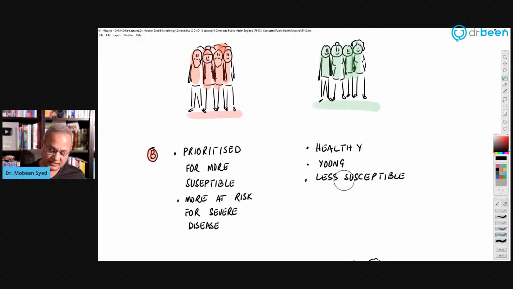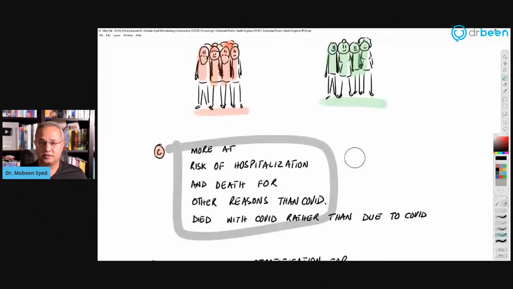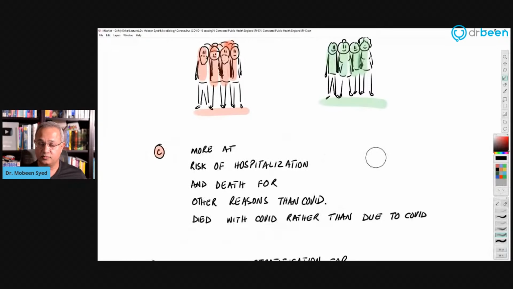So anyways, the second point is prioritization. The third point was more at risk. People who are vaccinated are more at risk of other diseases as well. They're probably going through some of those diseases actively as well. And so they get hospitalized too. Some of them would die because of the other diseases too.